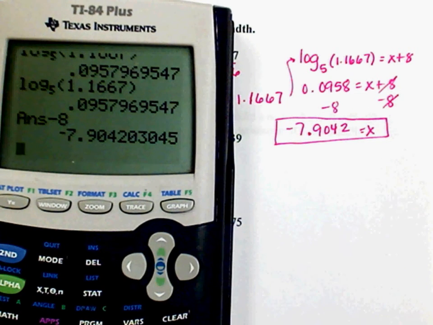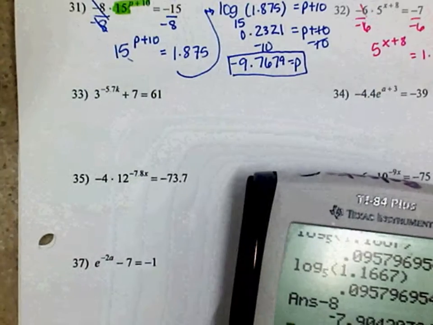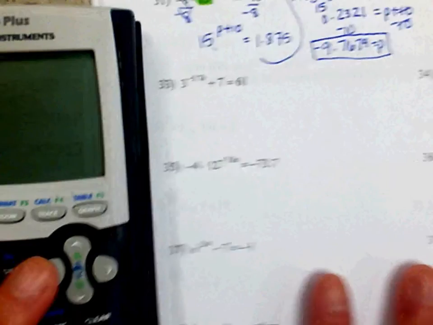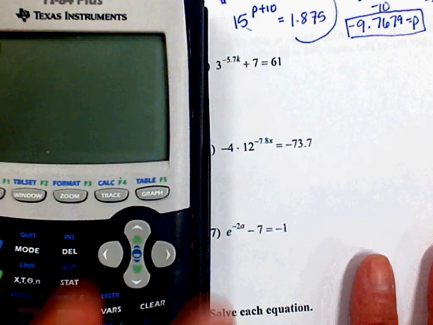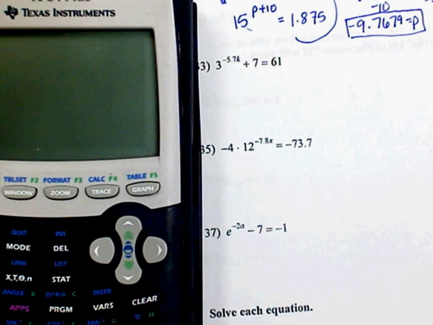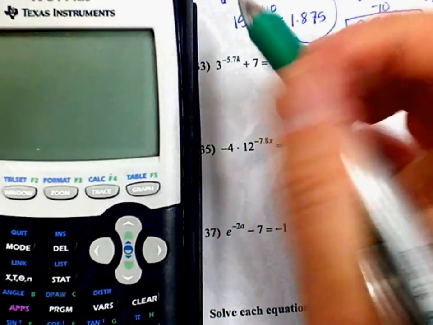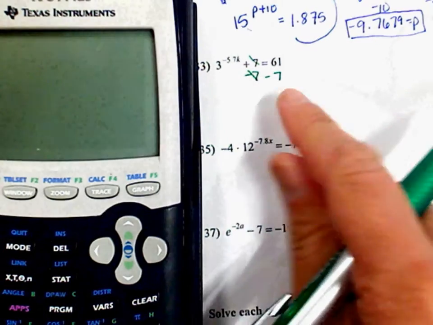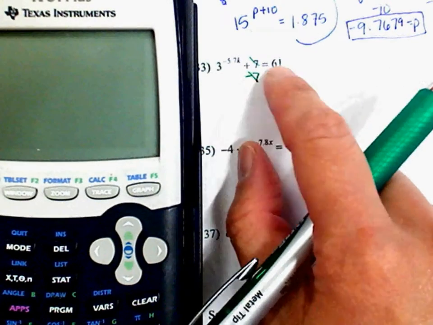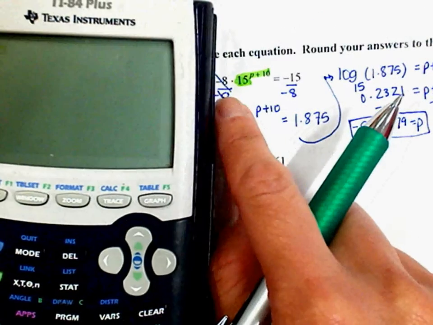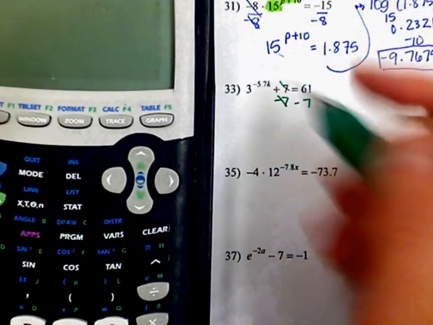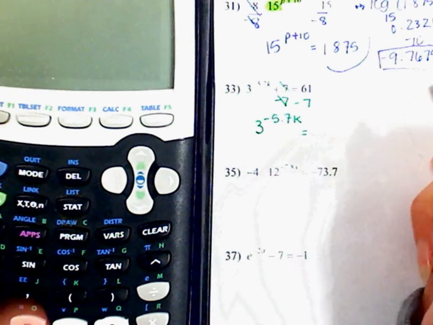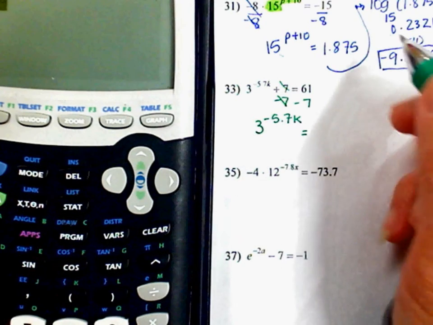Okay. Number 33. Okay, here we go. Let me move this over, clear my calculator, and then I'll move it over as we go along. All right, now if you look at this one, see how this is base raised to a power plus 7, so I am going to subtract 7. The difference between this one is you add 7, so you're going to subtract 7, whereas this is -8 times 15. Okay? So now you have 3 raised to the negative 5.7k equals 61 minus 7 is 54.